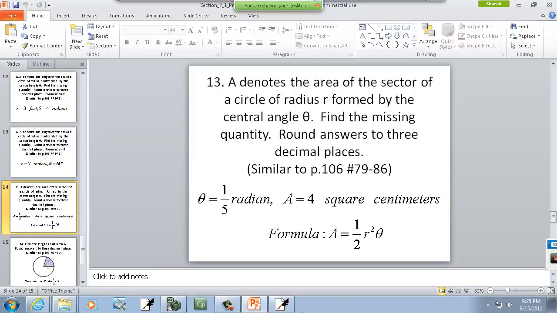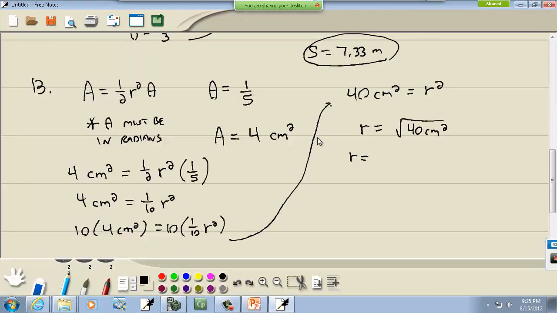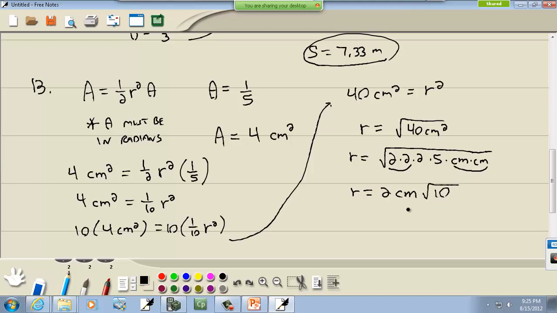Now, our answers are to 3 decimal places. Let me find the exact answer first. 40 is 2, 4, 8, 40. And centimeters squared, well, that means centimeters times centimeters. Now remember with square roots, we're looking for pairs of something. Here's a pair of 2's. That's going to come out as a single 2. Here's a pair of centimeters. That'll come out as a single centimeter. So we're going to have 2, and I'll put it out in front temporarily. And then inside we got 2 times 5, which is 10. So our answer will be 2 square root of 10 centimeters.